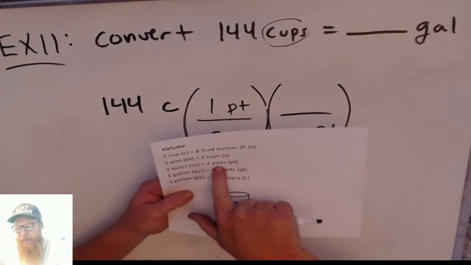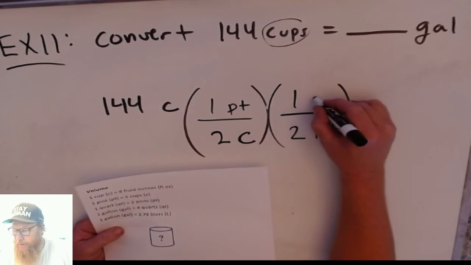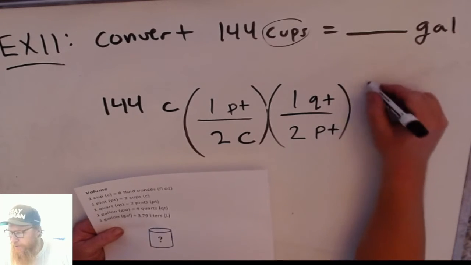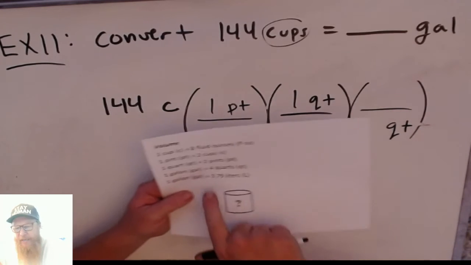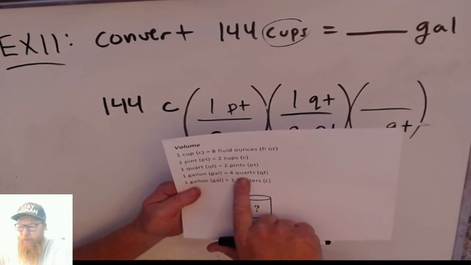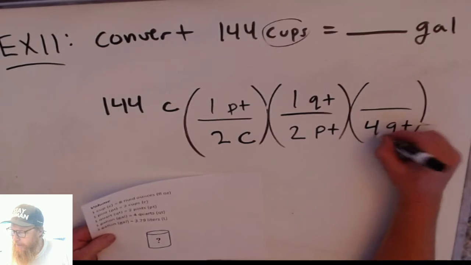And then look at the next one. 2 pints is 1 quart. QT for quart. Well, now you have to get rid of quarts. So put QT in the bottom. That's quarts. Quarts is like a quarter. Yeah, quart. A fourth. 4 quarts is 1 gallon.